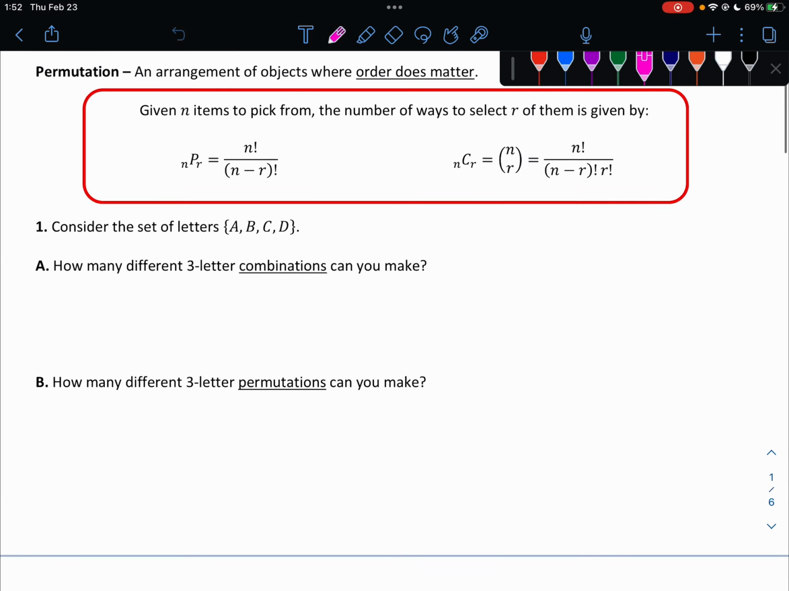Okay. So to start here, let's just practice one of each. You see the two formulas up top. This is a permutation formula. This is a combination formula. They're very similar, except the combination also divides by r factorial. So consider the letters A, B, C, and D. How many different three-letter combinations can you make with those four letters?